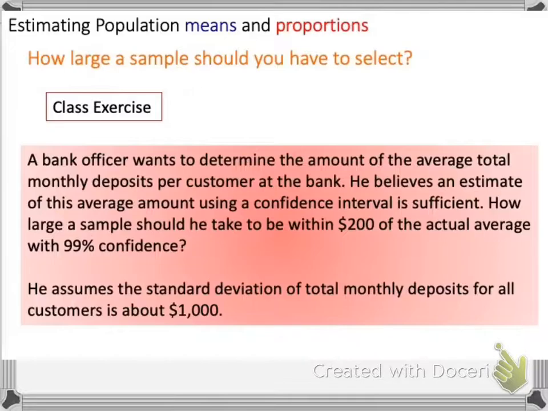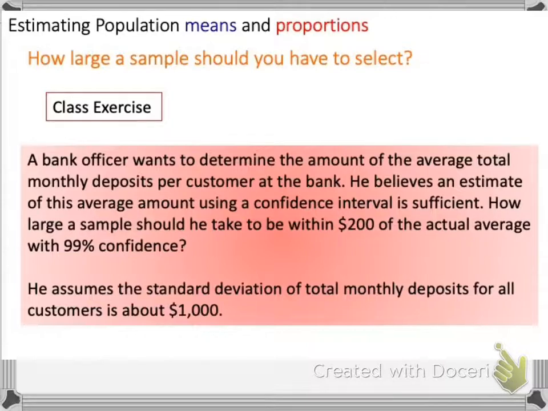Let's see another example. A bank officer wants to determine the amount of the average total monthly deposits per customer at the bank. He believes an estimate of this average amount using a confidence interval is sufficient. How large a sample should he take to be within $200 of the actual average with 99% confidence level? He assumes the standard deviation of total monthly deposits for all customers is about $1,000.